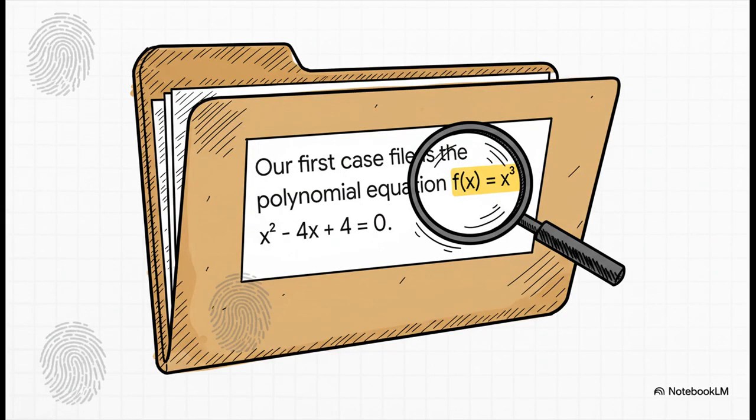And here it is, our first case file. The equation is x cubed minus x squared minus 4x plus 4 equals 0. Looks a little complicated, but our job is simple. Find the values of x that make this whole statement true. These values? They're the culprits we're looking for.